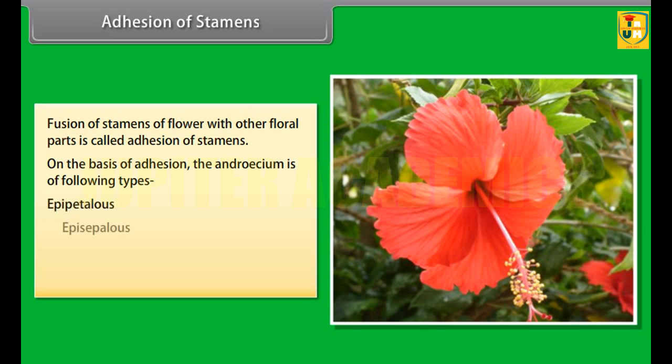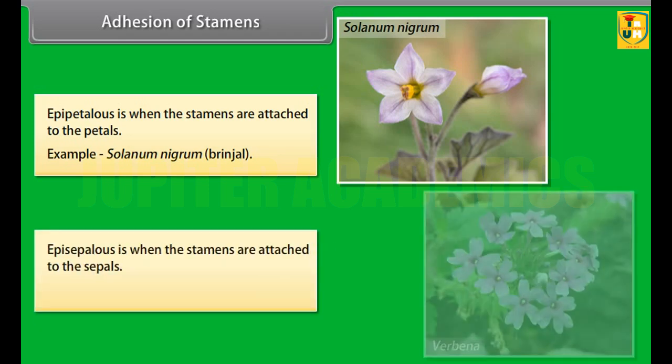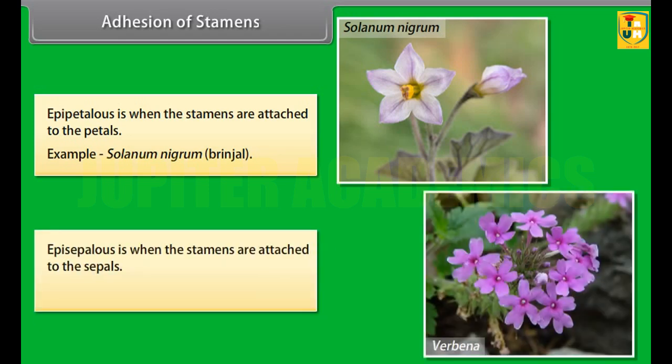Epipetalous, episepalous, epiphyllous, gynandrous. Epipetalous is when the stamens are attached to the petals. Example, Solanum nigrum, brinjal. Episepalous is when the stamens are attached to the sepals. Example, verbena.